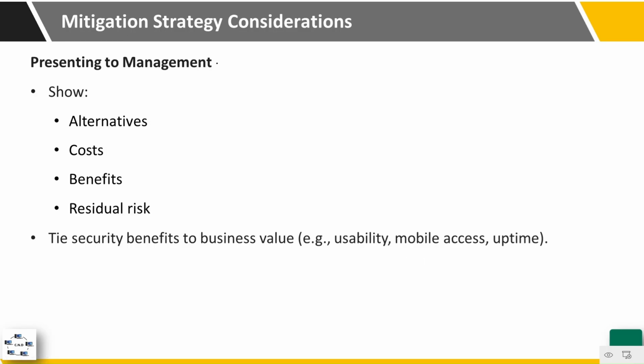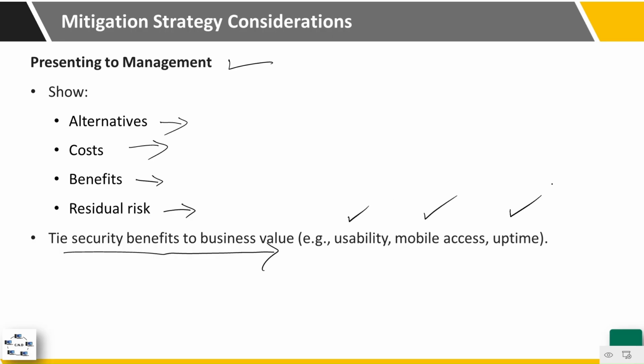So while presenting the mitigation strategy to the management, we need to show the alternative options, the cost of the mitigation, the benefit of carrying out the mitigation, and the actual residual risk that will remain after the mitigation. So we need to tie the security benefits to the business value such as usability, mobile access, and uptime.